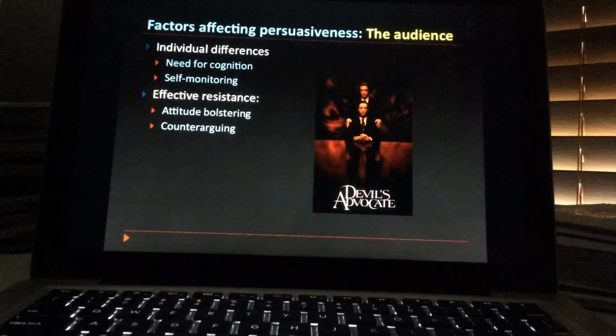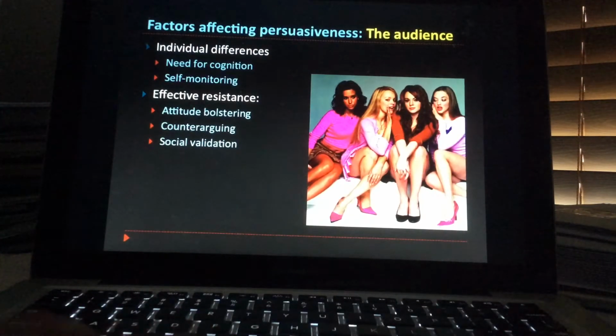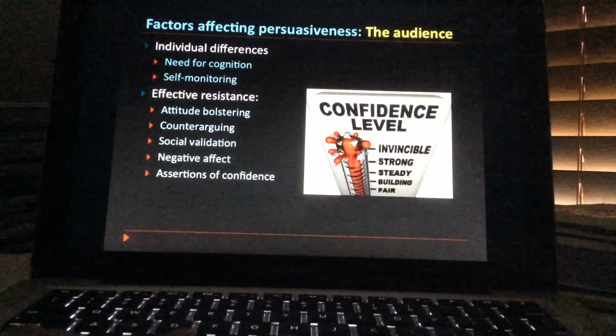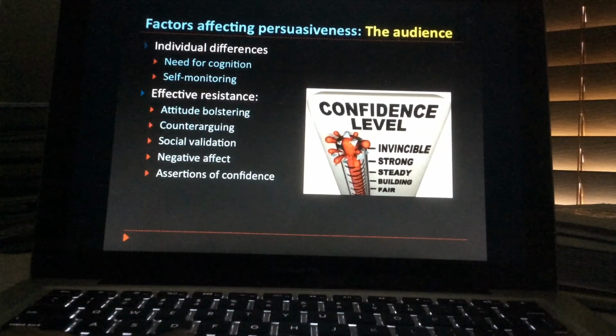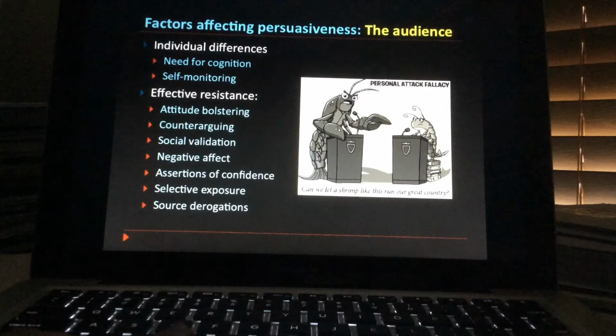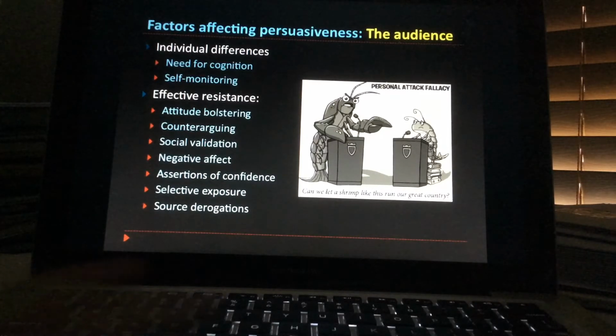Right, we also get this idea of the devil's advocate. Some people will just argue any and every point for the sake of keeping all arguments active. So this comes into effective resistance, and of course, there's ideas around social validation. Some people are more likely to need social validation before they can be persuaded. There's also notions here around the negative effect and the assertions of confidence that come with being persuaded. And I don't think we need to talk about these, although we do know that source derogation is related to the audience. So if the one person trying to convince you is just bad-mouthing their opponent, that makes them less appealing.